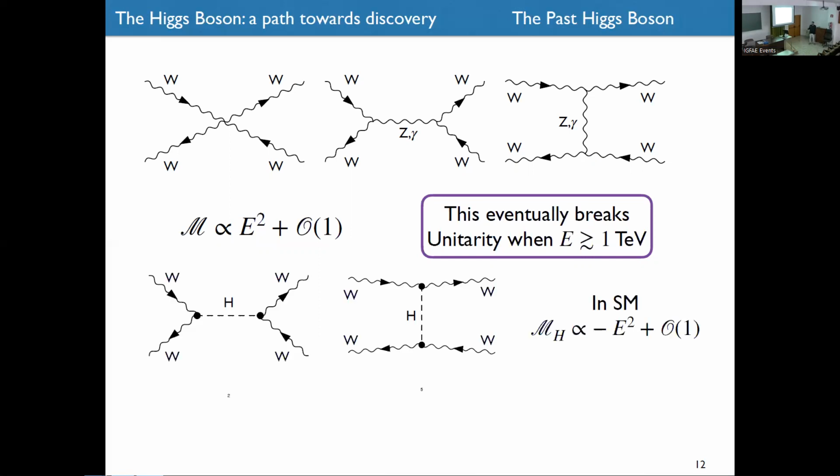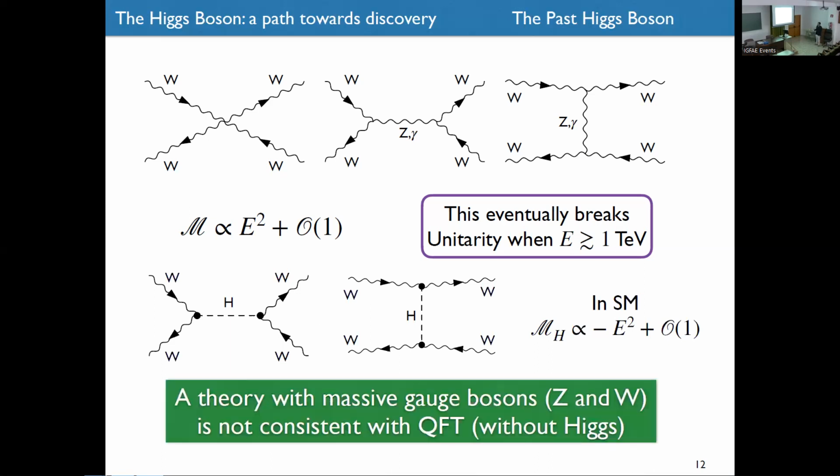The Higgs is one of these possibilities. If you add the Higgs to the spectrum and you redo the calculation, this actually cancels exactly this anomalous behavior, and it gives you something that behaves correctly with unitarity. So massive gauge bosons are not consistent with quantum field theory if you don't have some mechanism to give them masses, some external object.